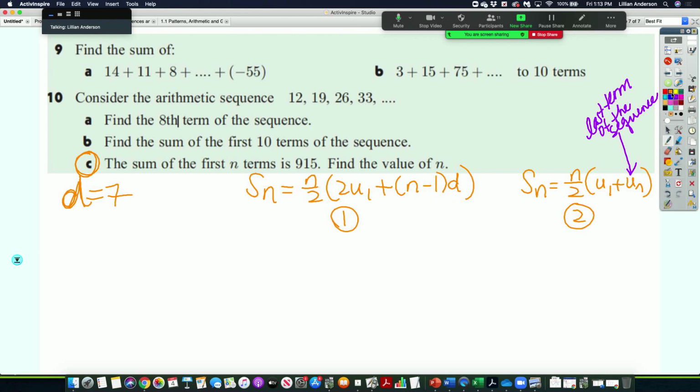Remember, S sub n together represents the sum of however many terms, so that's going to be 915. We're going to have n over 2 then 2 times u1, which was 12, plus n minus 1 times d, which was 7. And now we have to solve for n. Questions up to this point?